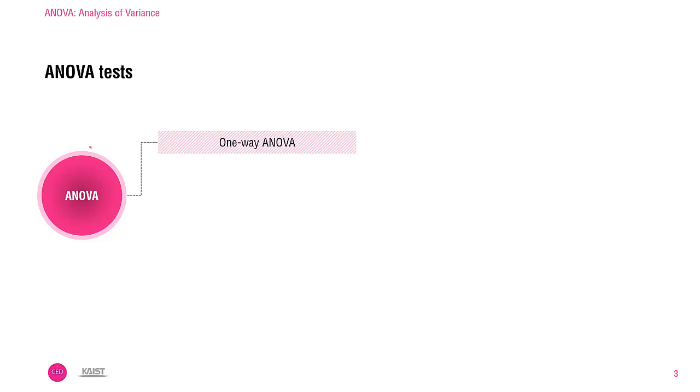And in ANOVA test, there are several different types. The types are sorted based on two aspects. The first aspect is regarding the number of independent variables. And when there is only one independent variable, then we perform the one-way ANOVA. So one here indicates the number of independent variable. Then let's look into the one-way ANOVA.